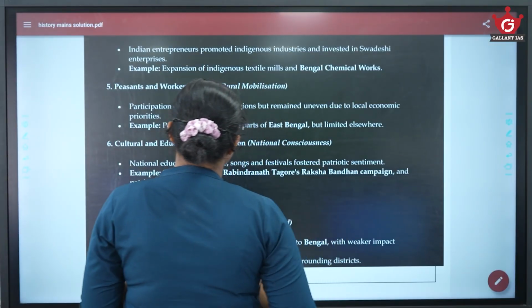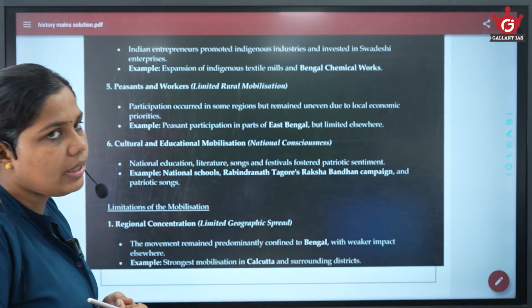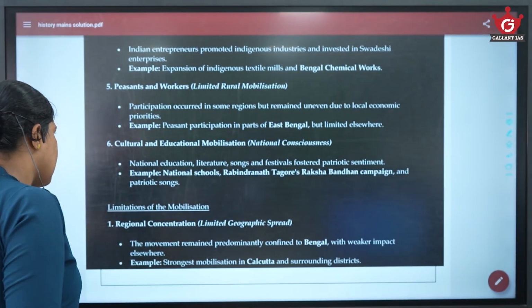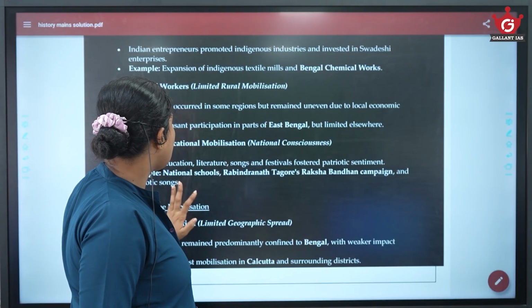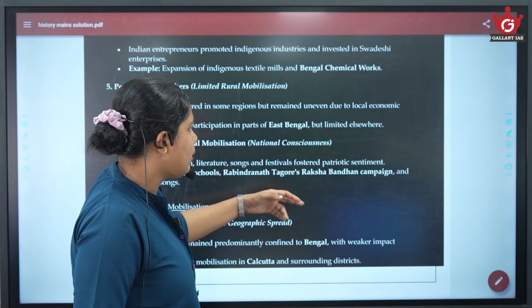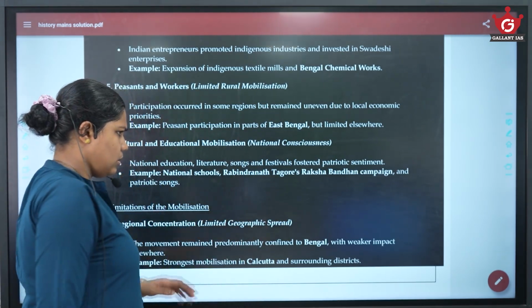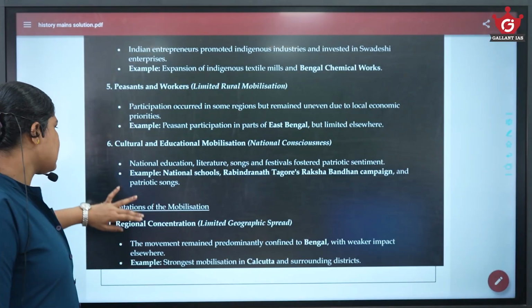Okay. Earlier we told how the peasants were largely mobilized through the Indian freedom struggle. You can mention about it. Next is the cultural and educational mobilization. Like you can talk about national schools, Rabindranath Tagore's Raksha Bandhan campaign, patriotic songs, etc. You can mention here. Next is the limitations.